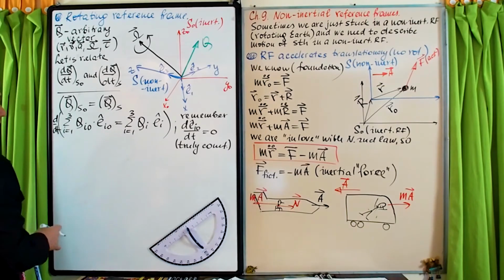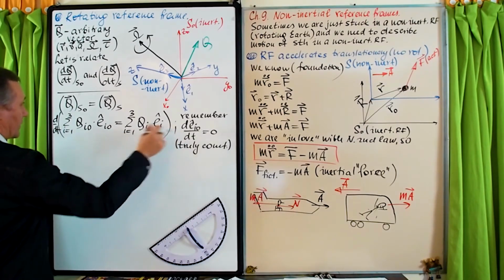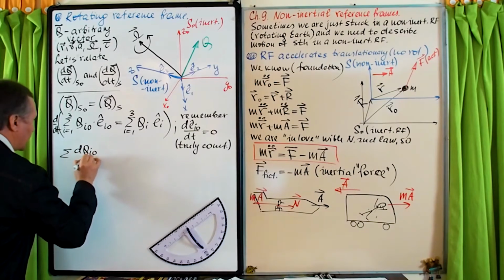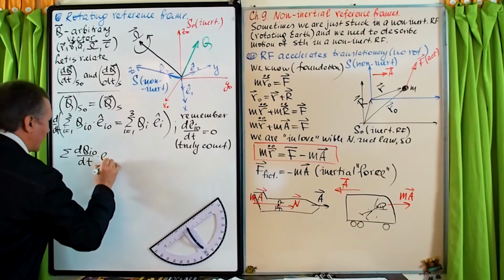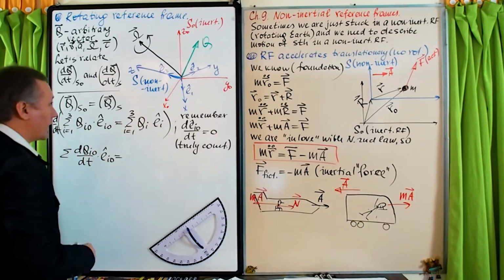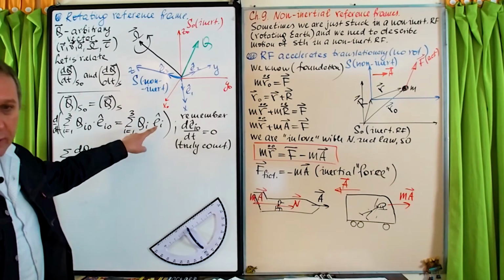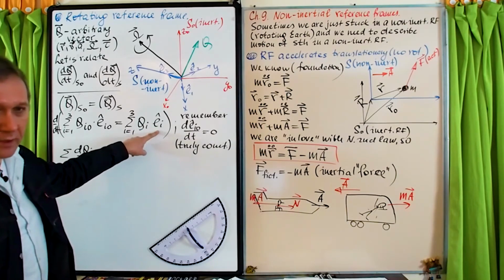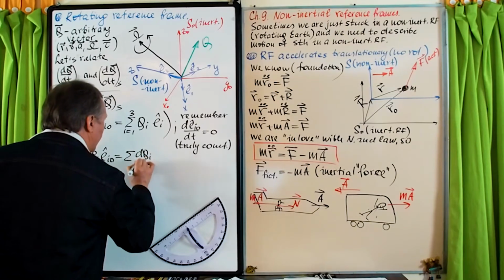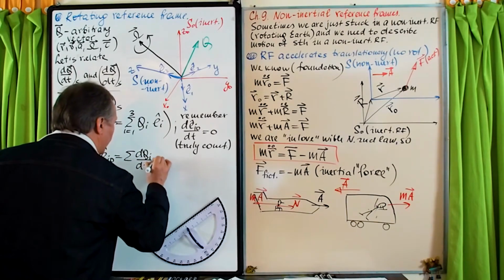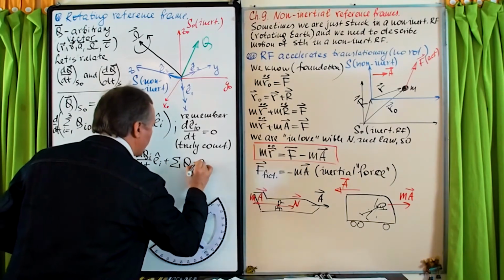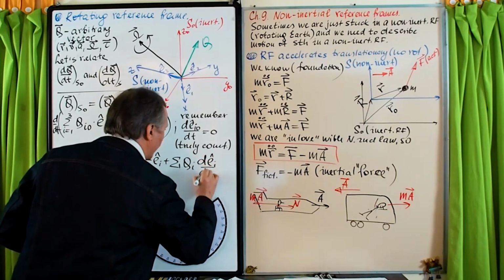So let's differentiate with respect to time, remembering that this is 0. We have the summation of dq i0 over dt times e i0 hat on the left-hand side, which is quite simple. On the right-hand side, since this reference frame is spinning, the derivatives of these unit vectors are no longer 0. So we have the summation of dq i over dt times e i hat, plus the summation of q i times the derivative of the unit vectors.